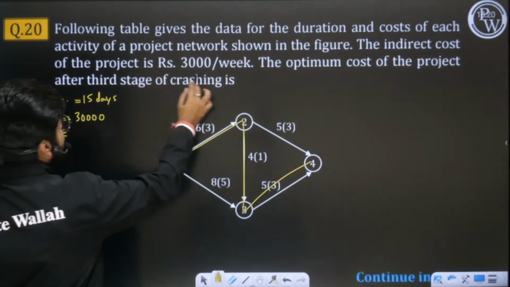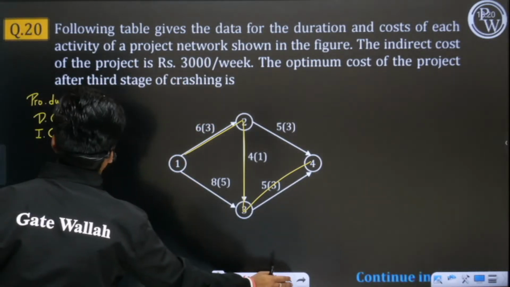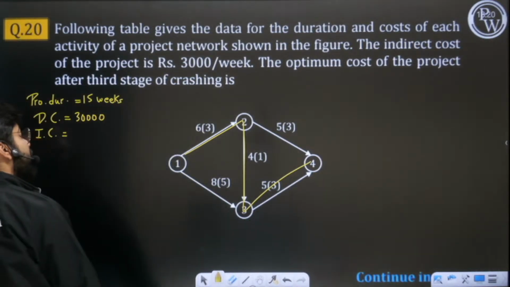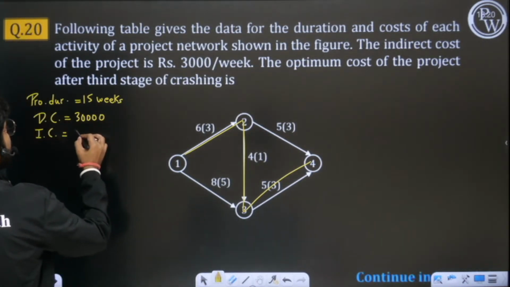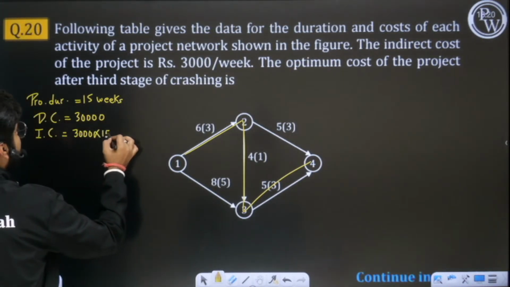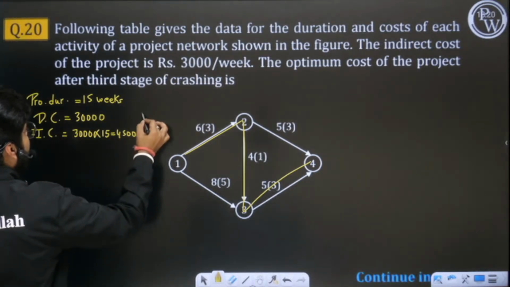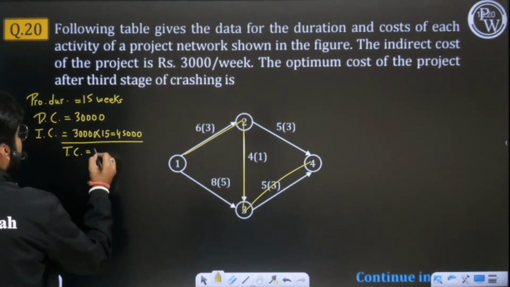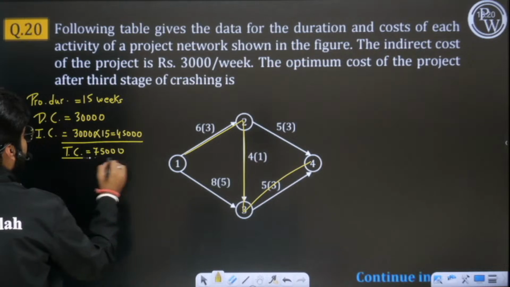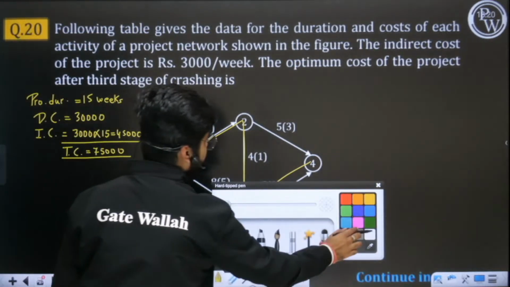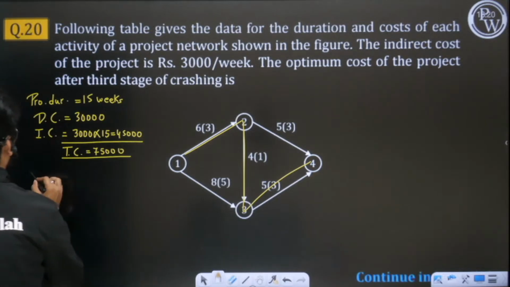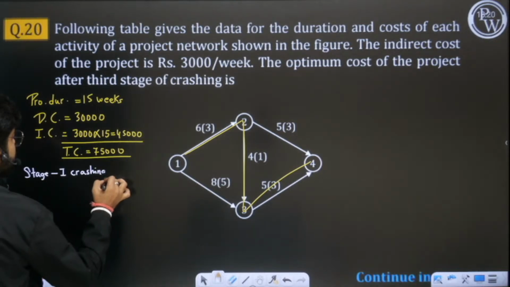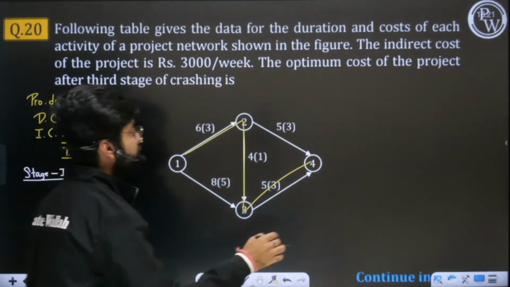Indirect cost will be what? See, 3,000 per week, and you are completing it in 15 days. If the critical path is 15, then obviously the project will get completed in 15 weeks only. So 3,000 every week, and you are solving it in 15 weeks. So total cost will be how much? You can add it. 75,000. Understood, sir. Now we will do first stage crashing. Okay, we have to do it thrice. So here I will do stage 1 crashing. Here I will do stage 2 crashing.